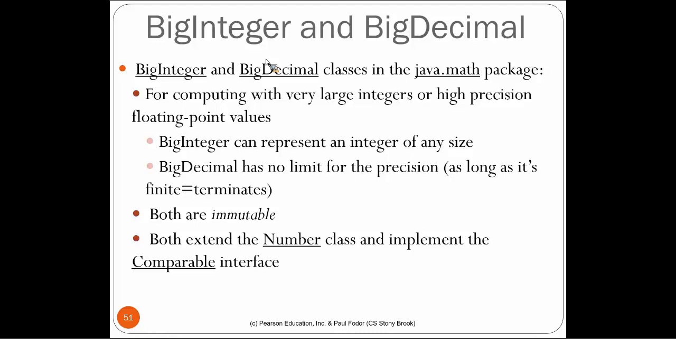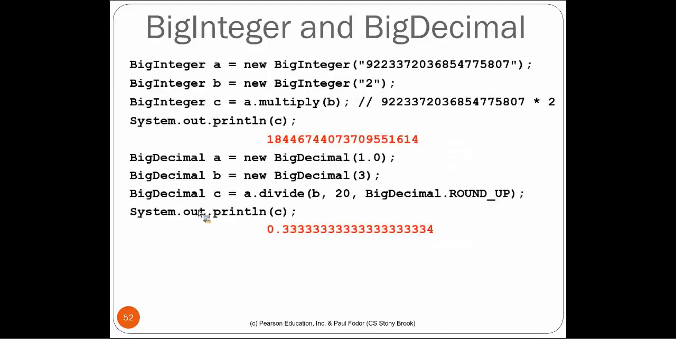There are two classes in Java that can store very large integers as long as they are finite, or high precision floating point numbers as long as they are finite. They have a finite number of digits after the decimal point. So BigInteger is a class that can represent an integer, a whole number of any size, and BigDecimal has no limit for the precision, as long as it is, again, finite, it terminates. Both are immutable, and both extend the Number class and implement the Comparable interface.